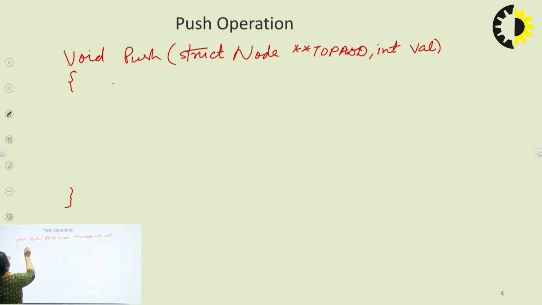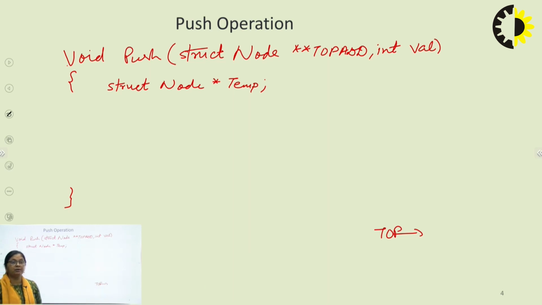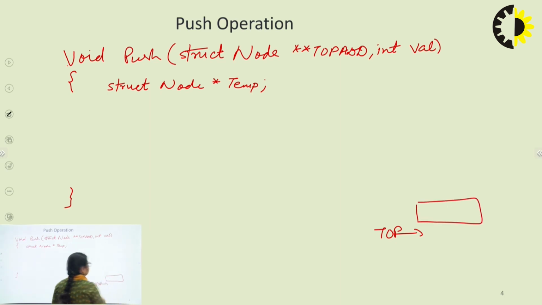I'll take a temporary node, struct node star temp. So when I am having a stack, okay, let me call this my stack, this is my top pointer. Now what could be the scenario? It may be the first node, or it may be the case that we already have some node, and on top of that we have to put it. So what is our first step? Our first step is we need to create a node.